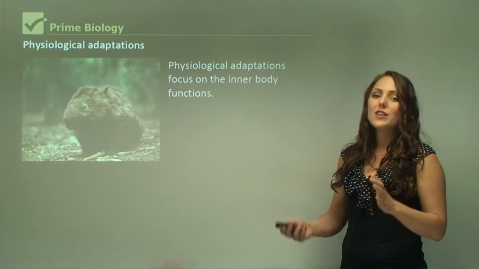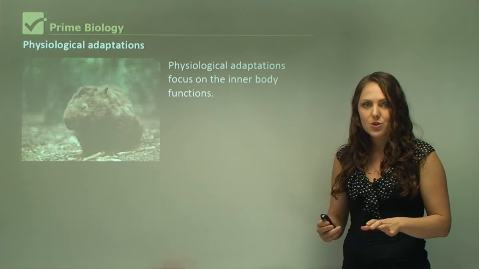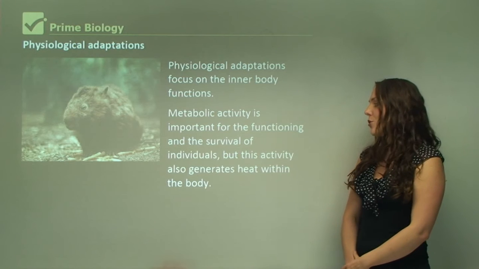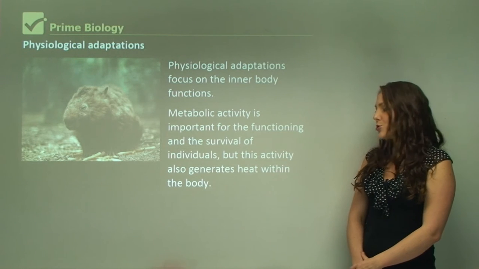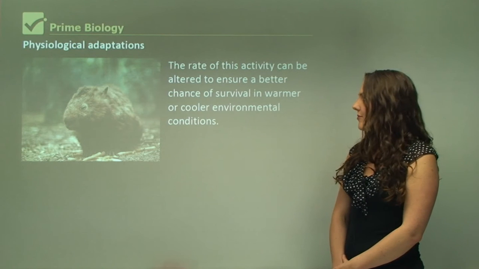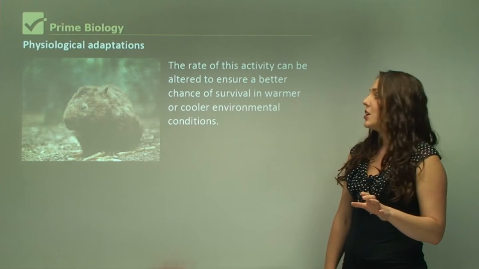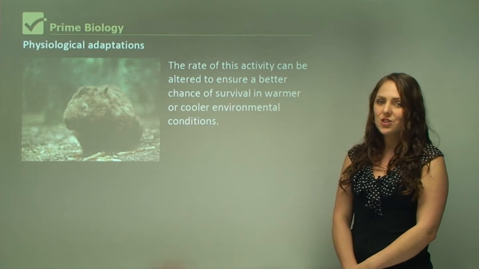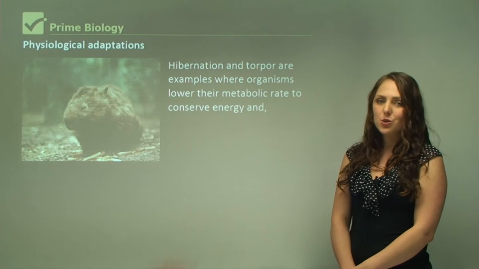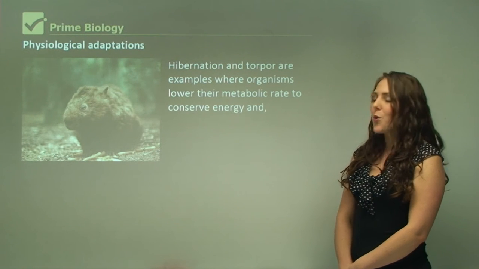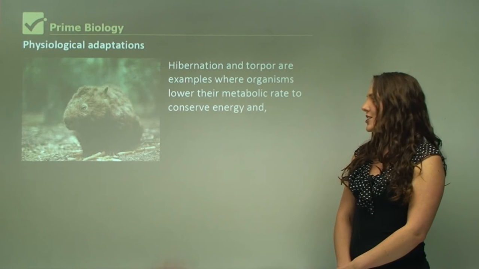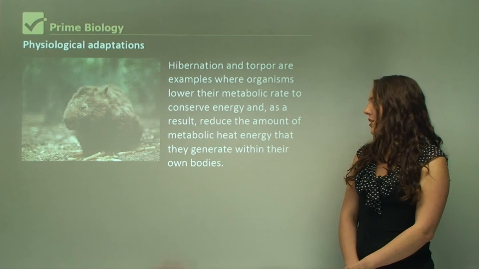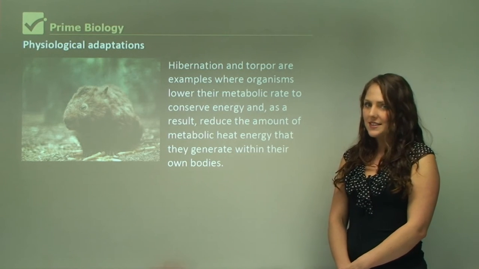Physiological adaptations focus on the inner body functions instead of the actual structure of the organism. Metabolic activity is important for the functioning and survival of individuals, but this activity also generates heat within the body. The rate of this activity can be altered to ensure a better chance of survival in warmer or cooler environmental conditions. Hibernation and torpor are examples where organisms lower their metabolic rate to conserve energy, and as a result, they reduce the amount of metabolic heat energy that they generate within their own bodies.